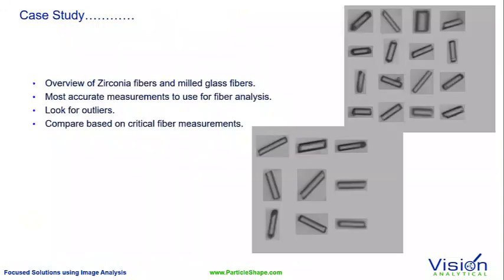Now let's turn to the case study. The case study that we're going to be going over is actually going to be a few different samples. We're going to be looking at some zirconia fiber samples and some milled glass fiber samples. We're going to be looking at some of the measurement techniques that we talked about a few minutes ago, which are the most appropriate for measuring fibers. And we'll be going over some of the different tools that the Insight has, looking for outliers and things like that, and also doing some comparative results. So let's switch over to the software now.